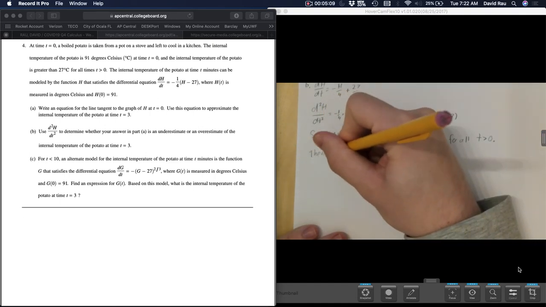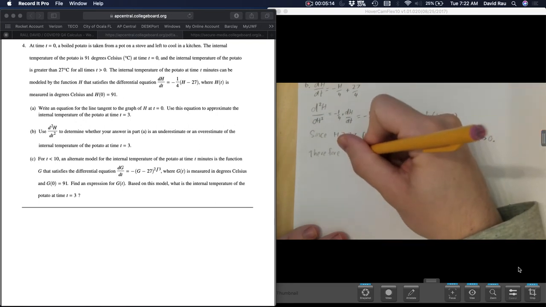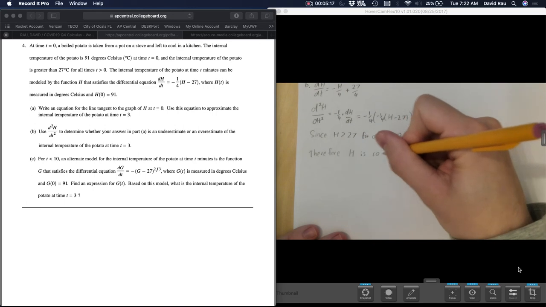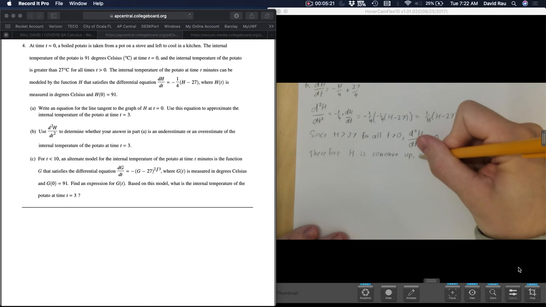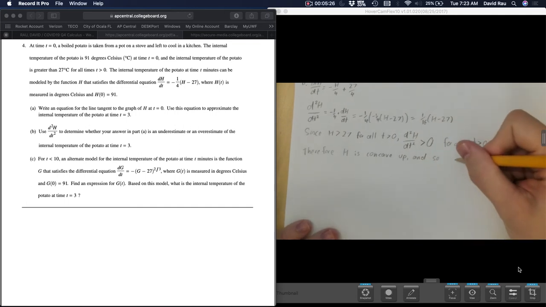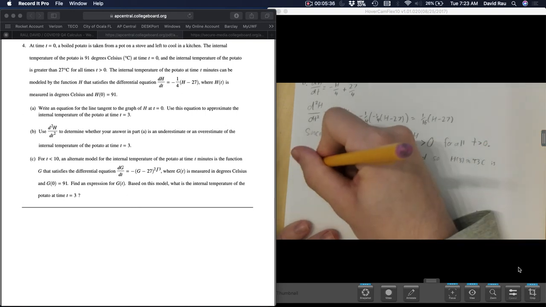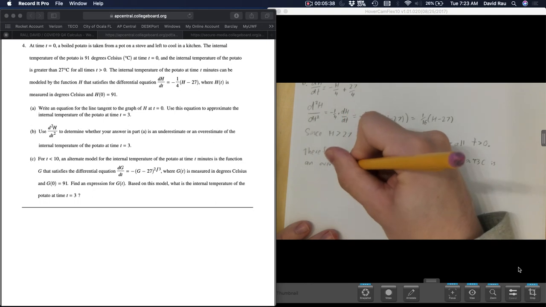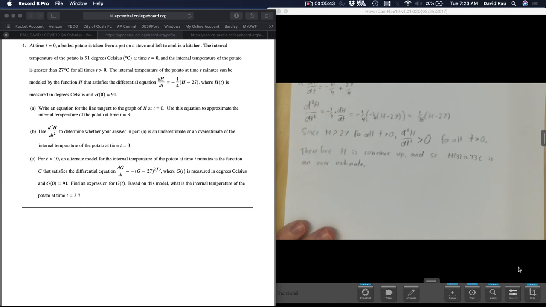Therefore, h is concave up, and so h of 3 approximately being 43 is an overestimate. Okay, so why is it an overestimate?